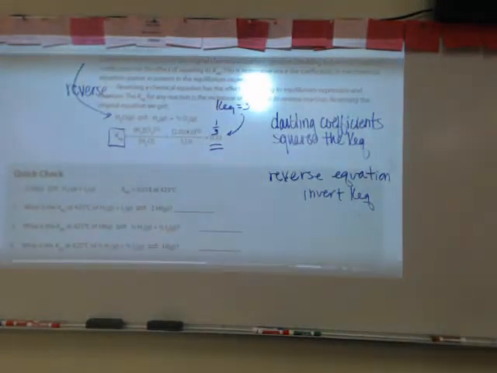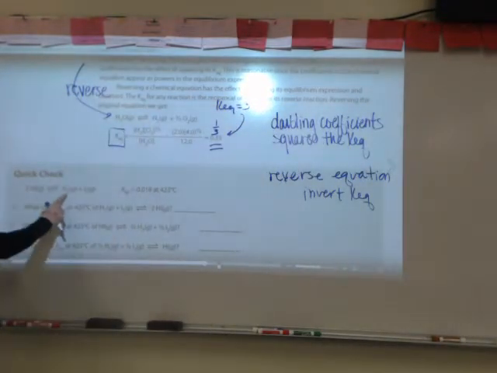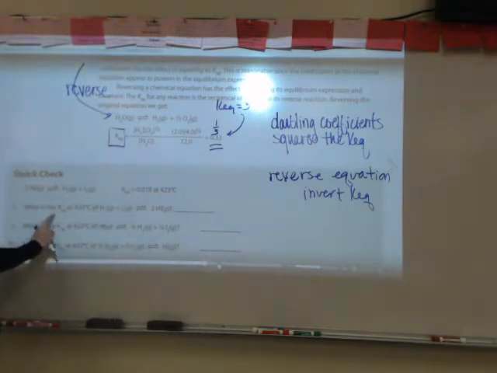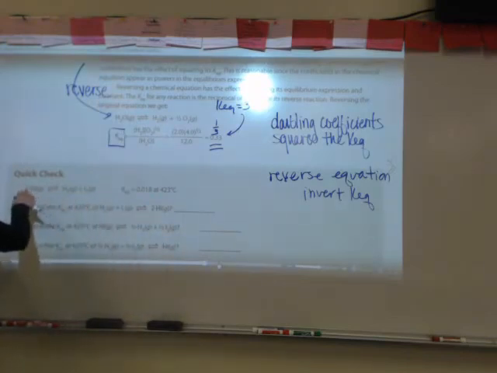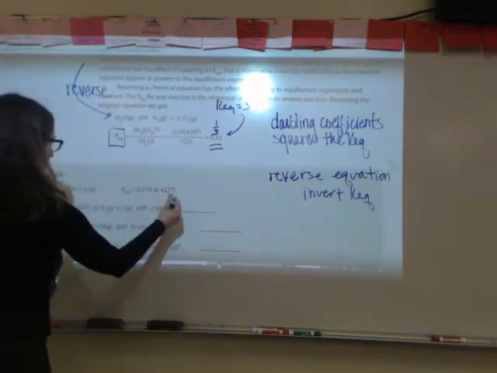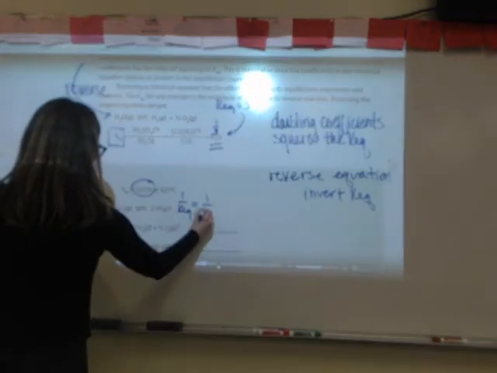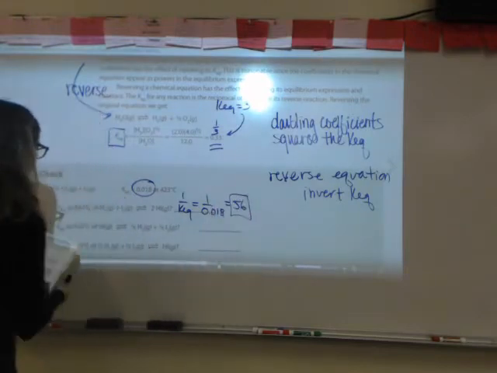If you take a look at the quick check here at the bottom, they give you this overall reaction. 2HI produces an H2 and an I2, and your KEQ is 0.018. At the same temperature, they reverse the order and put these products as reactants and this reactant as a product. So you will take 1 over your KEQ. So 1 over 0.018 is going to be 56.